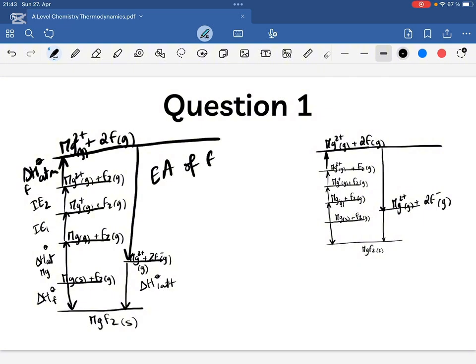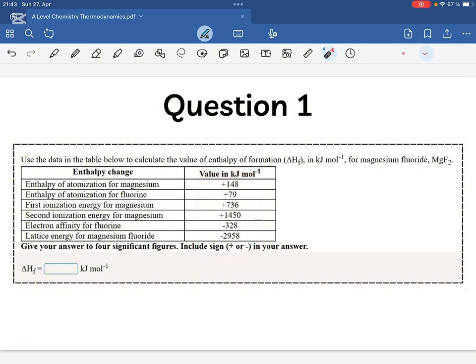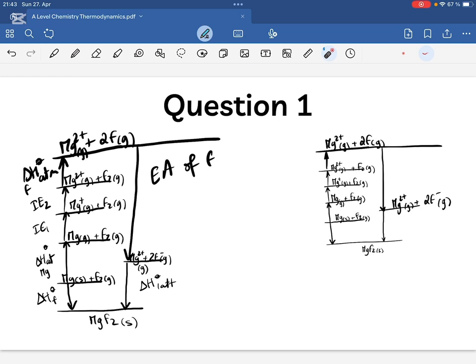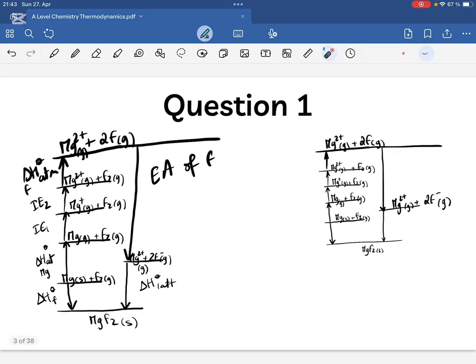Now, a thing that we need to pay attention to is that we're forming 2 moles of fluorine atoms over here and 2 moles of fluoride ions, and the values given here are for 1 mole. They are per mole. So for magnesium, we don't have anything to worry about because we're forming 1 mole. However, for fluorine, we're forming 2 moles of fluorine atoms. And this equation is actually for half a mole of fluorine gas breaking down to form 1 mole of fluorine atoms. This will be the value, plus 79. However, over here we're going from F2 and we're forming 2 moles of fluorine atoms.